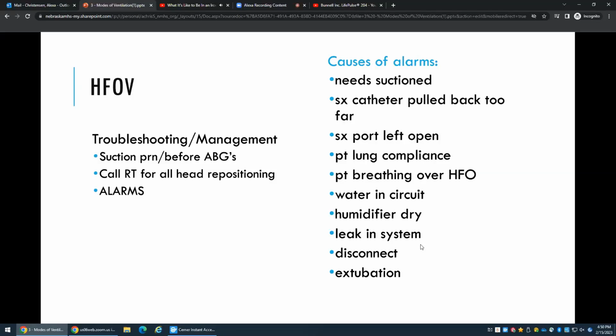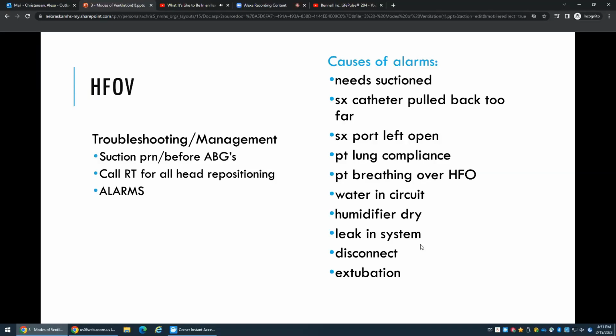So if the baby needs suction, that is going to cause a little bit of pressure because that's secretions in the lungs. Our Ballard suction catheters, the actual suction catheter of the Ballard is enclosed in a little Ziploc baggie kind of sheath. If that's pulled back too far and you create a little tear in that Ziploc baggie kind of thing, that can create a leak and that can cause the oscillator to alarm.